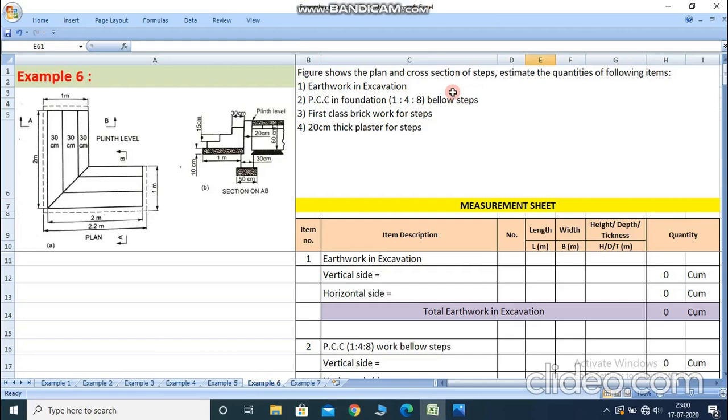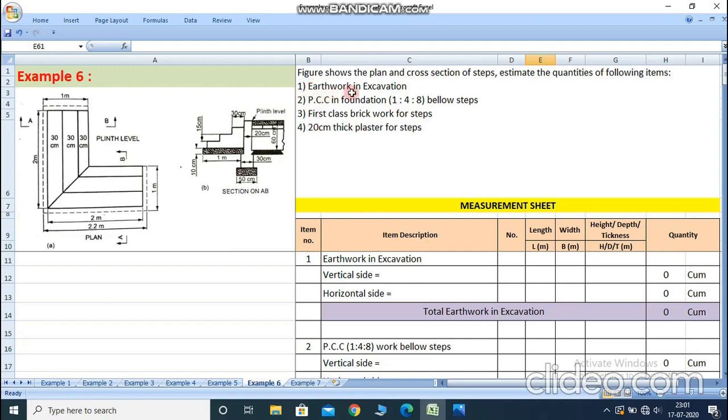Now we start our next example, number 6 of a building estimate, and we calculate this example by the long wall short wall method. In this example, the figure shows the plan and cross section of the step. Estimate the quantity of the following items. Here 4 items are calculated.